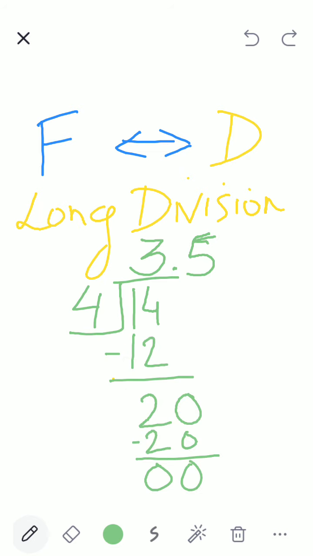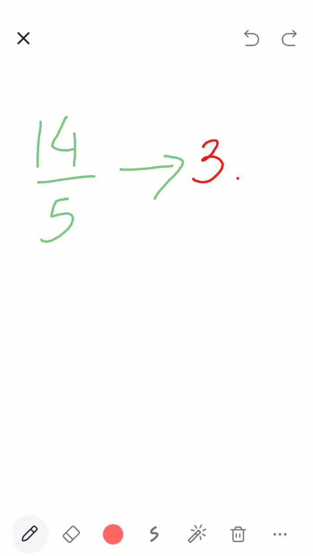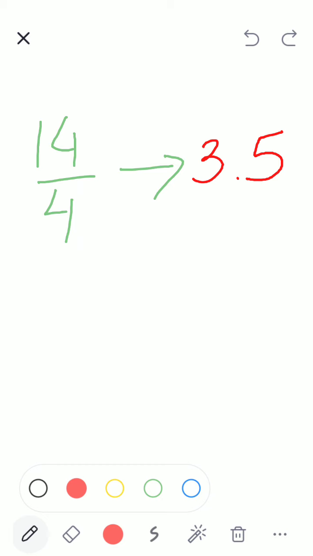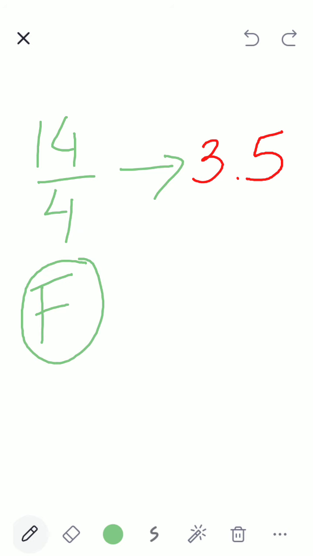So what have we done? We have converted 14 by 4, children. What am I doing? 14 by 4, I have converted to 3.5. What is 14 by 4? It was in what form? Fraction form. And I converted it to decimal form.